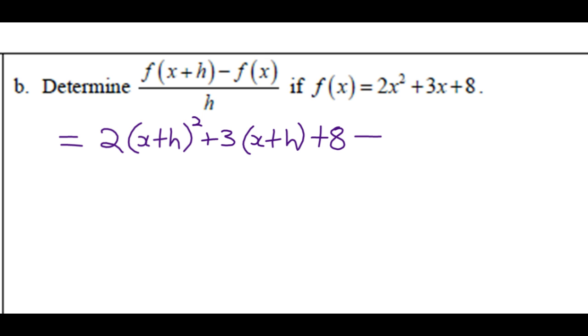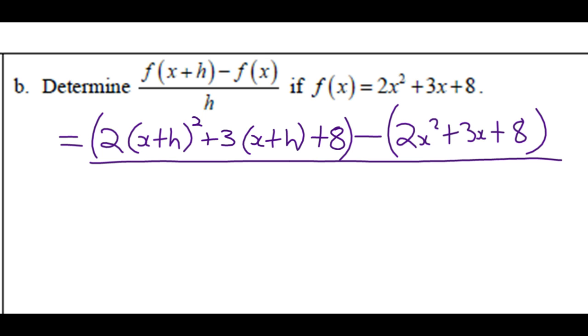So minus f of x, which is just this, right? So 2x squared plus 3x plus 8. Now if you want to do that, this better be in brackets, because we're subtracting that whole thing. I don't need brackets there, but I like putting them in because it lets me know I'm going to work this out, then at some point I'll remove the brackets, which will do nothing to this. It'll be exactly the same. All over h.